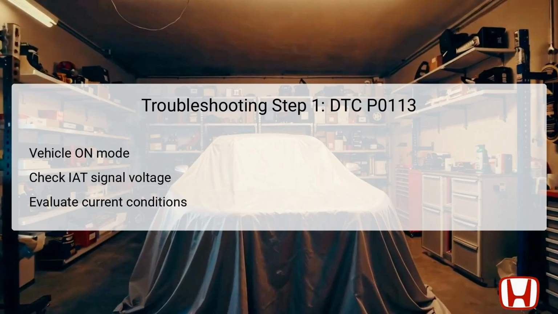The first step in troubleshooting DTC P0113 involves verifying the problem by turning the vehicle to the on mode without starting the engine. During this stage, it's crucial to use the Honda Diagnosis System, HDS, to check the voltage parameters of the IAT sensor. Specifically, the voltage signal should be monitored to see if it exceeds the threshold of 4.92 volts. If the observed value matches or exceeds this threshold, it confirms that the failure is duplicated and you can proceed to the next step.